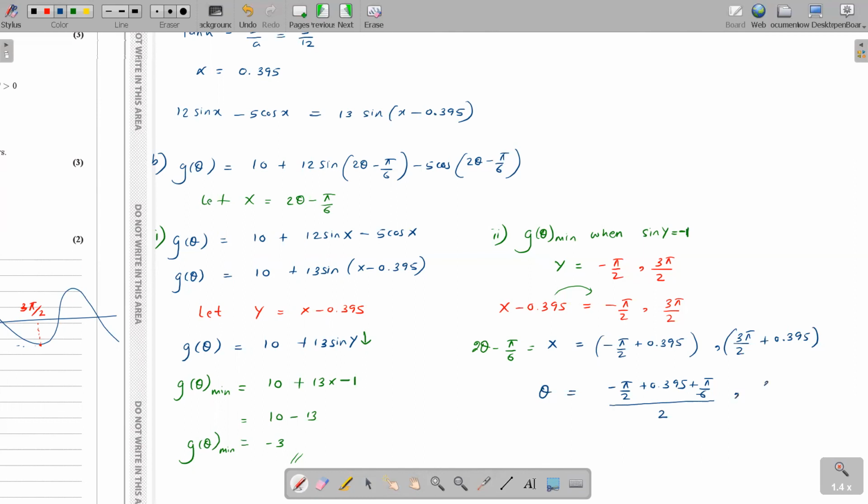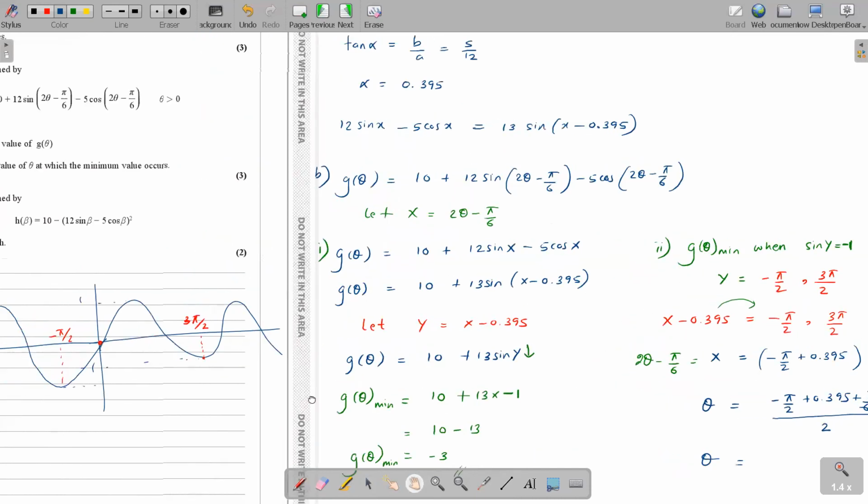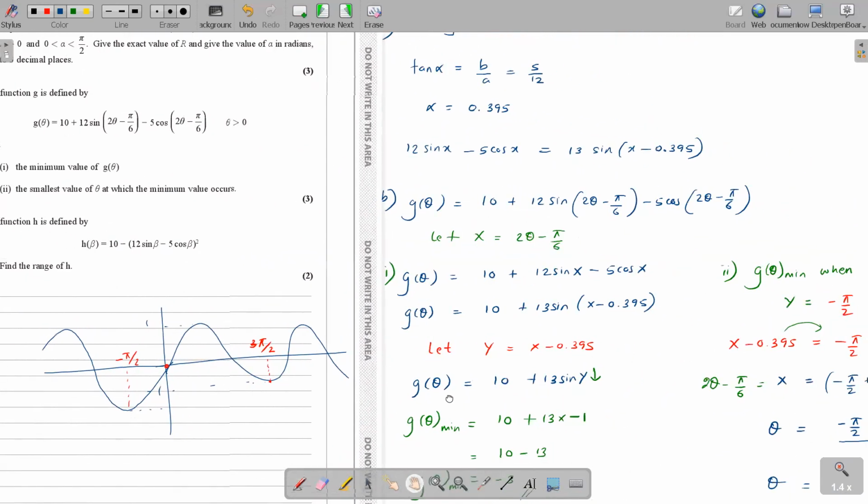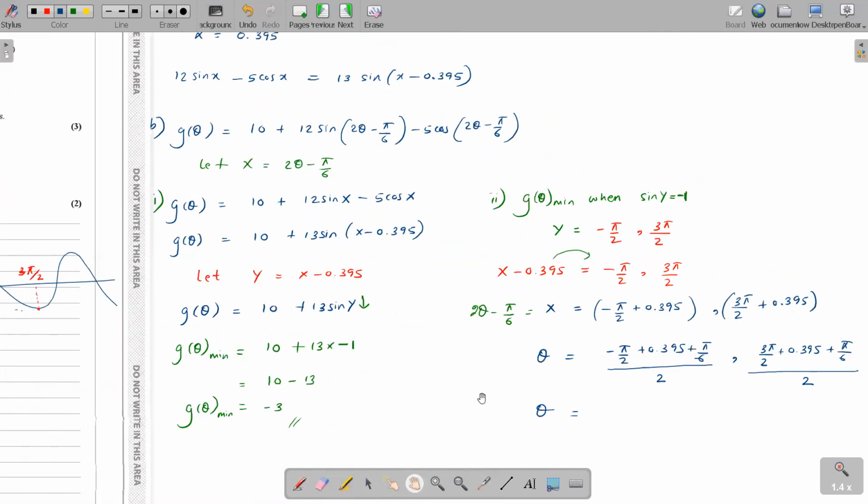Okay, so this is the first answer. Next one, 3 pi over 2 plus 0.395. Same story for the other one. You add pi over 6 and divide the whole thing by 2. And now take the smallest. I think they want the smallest theta at which it occurs, right? Let's find the smallest value of theta at which the minimum occurs.